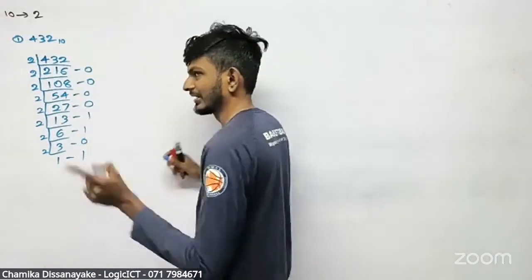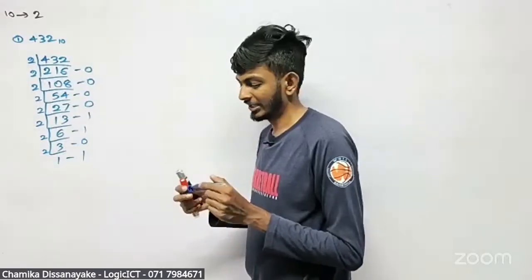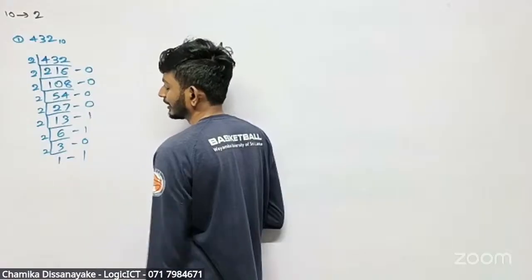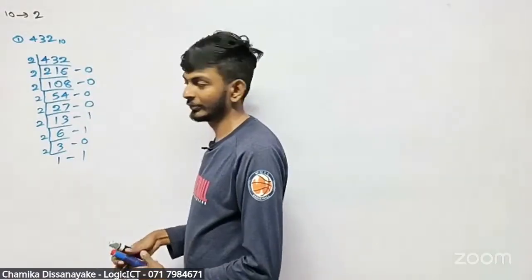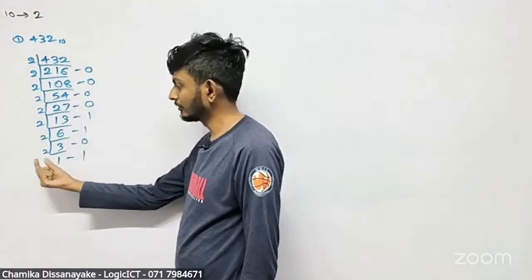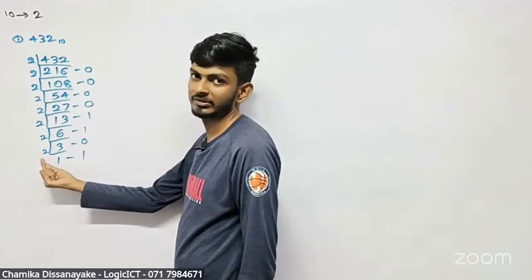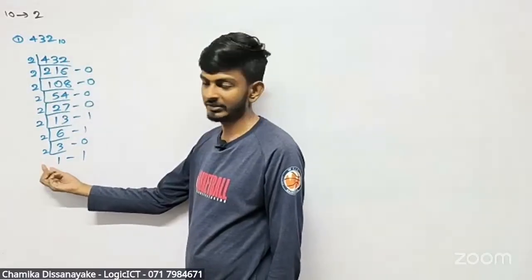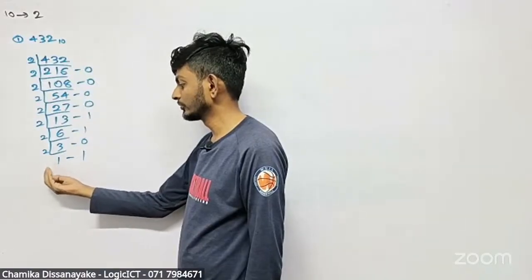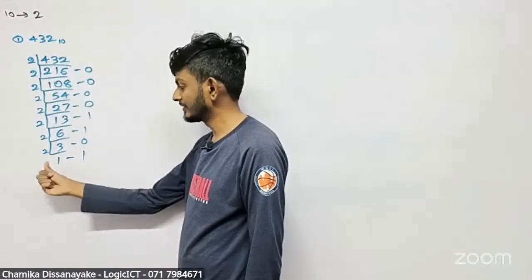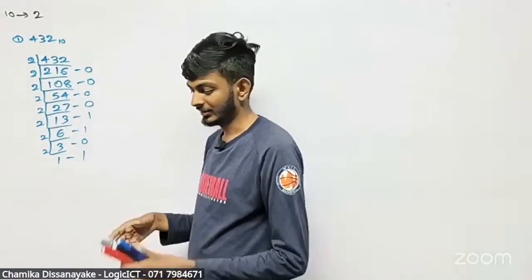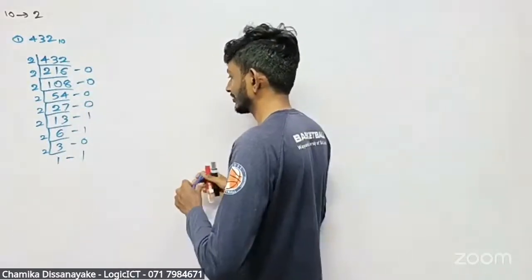As I told you last week, the rule is to divide until it gets 0. But I'm going to stop when the answer is lower than the dividing number. When we divide this by 2 again, 0 will come up here and this number will come up to here. We did that one last time. So I'm going to stop here.